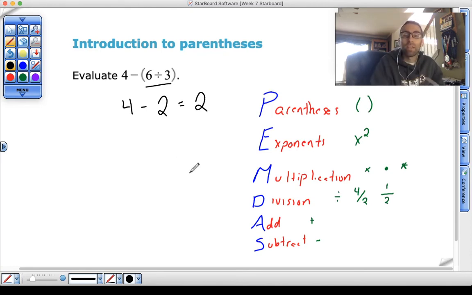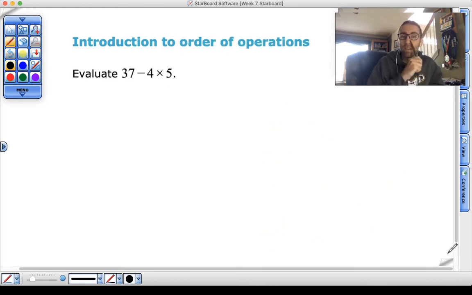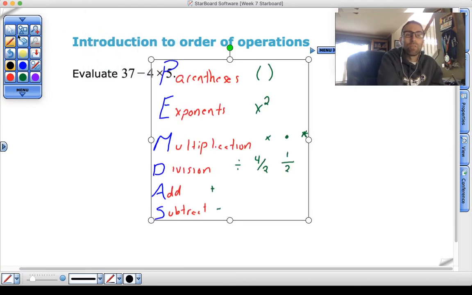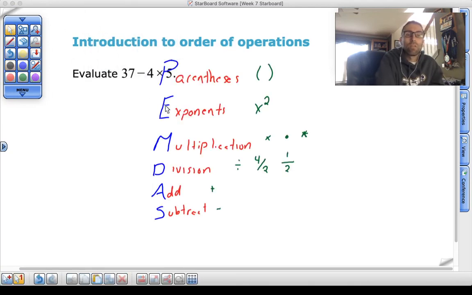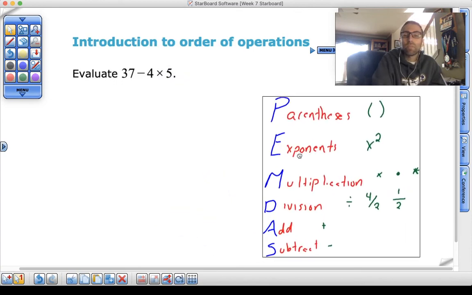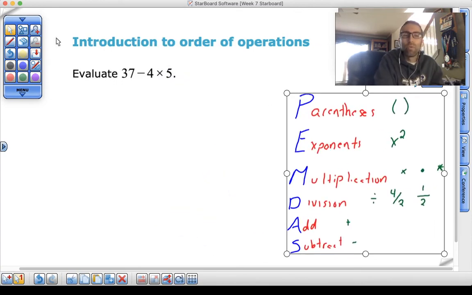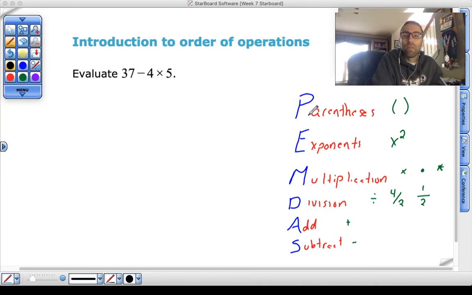Next type of example that we're going to see is going to be order of operations. We don't necessarily have that parentheses in there. So if I'm going to put this in here, we're still just going to work right through all of these. So if I don't have parentheses, the next thing I get to do is go right down to exponents. Now for these types of problems, we're not going to have any exponents in there, but we are going to have our multiplication, division, addition, and subtraction.